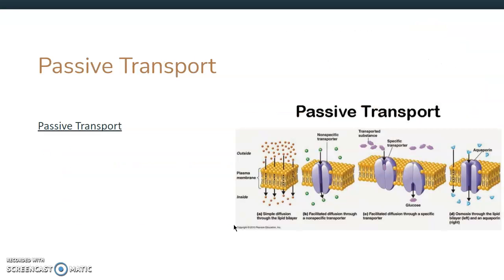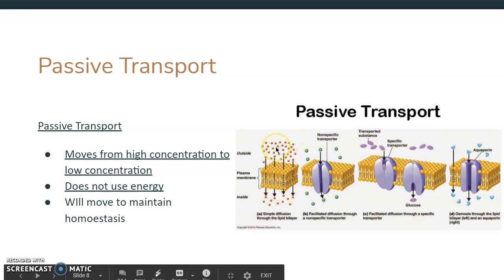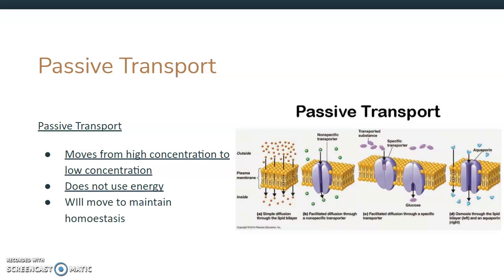The next thing is passive transport. This always moves from high to low concentration, and it does not require energy. We'll have different molecules, different things move to maintain homeostasis. We've used that word before. Homeostasis just means maintaining the same state, or keeping our normal processes as they should be.